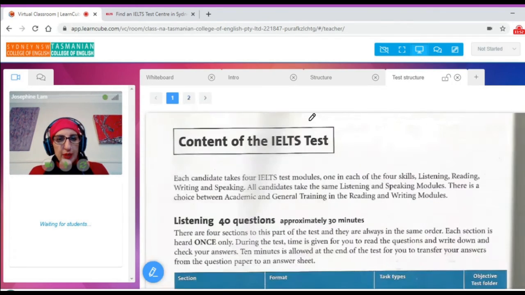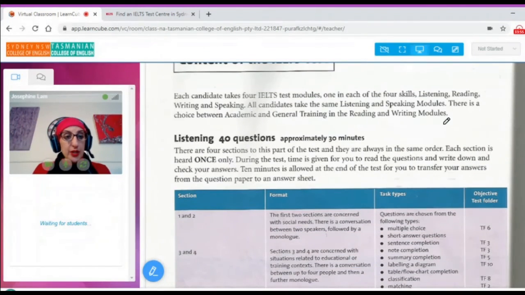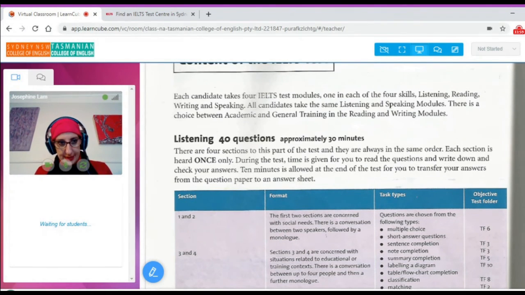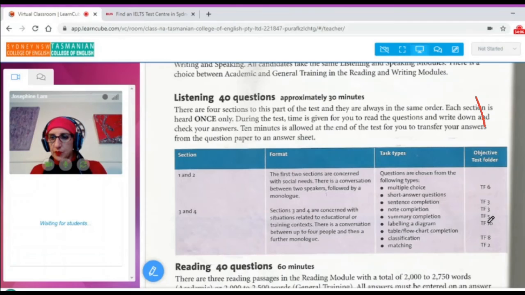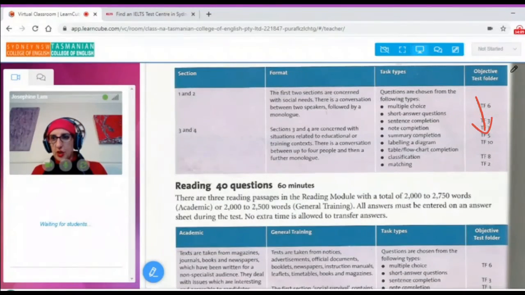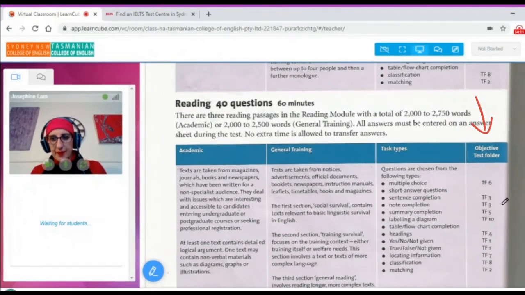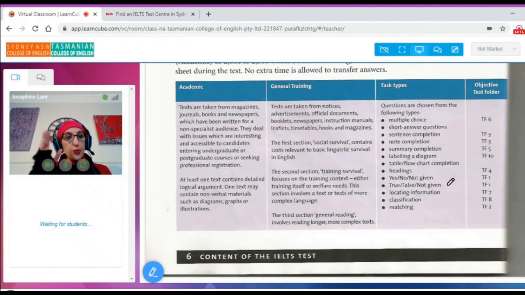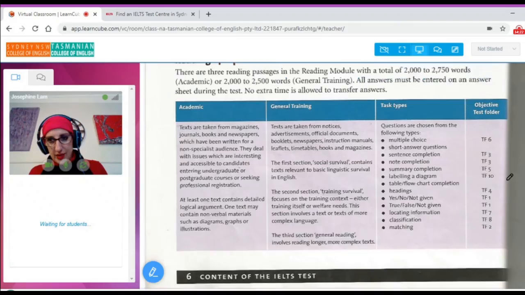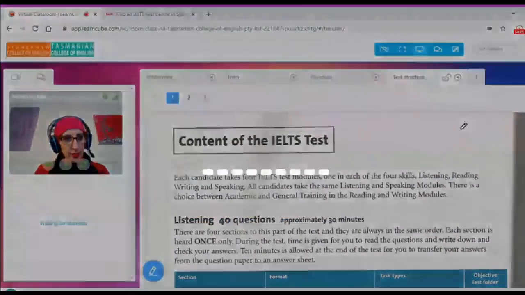So we will be using Objective IELTS Intermediate as a textbook for our course. Here you see the Objective test folder, and that is a reference that we will use throughout the course to do some practice. I will guide you through. I will give you some guided practice.